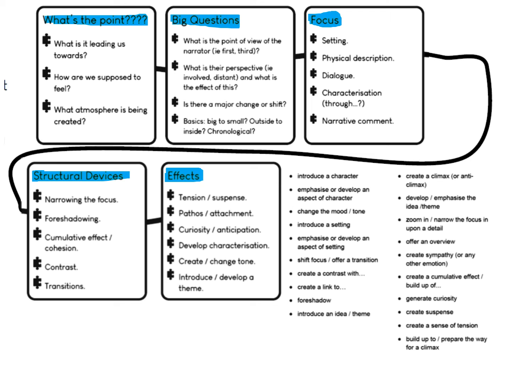But you can talk about tension, pathos, which just means you feel sorry for somebody, you have sympathy for them. Curiosity, developing a character, changing the tone is a really nice one to talk about. So in terms of how you start it, you're probably going to start by saying something about the point of view of the passage, answer some of the big questions about it, and then say at the beginning the focus is on, and away you go.